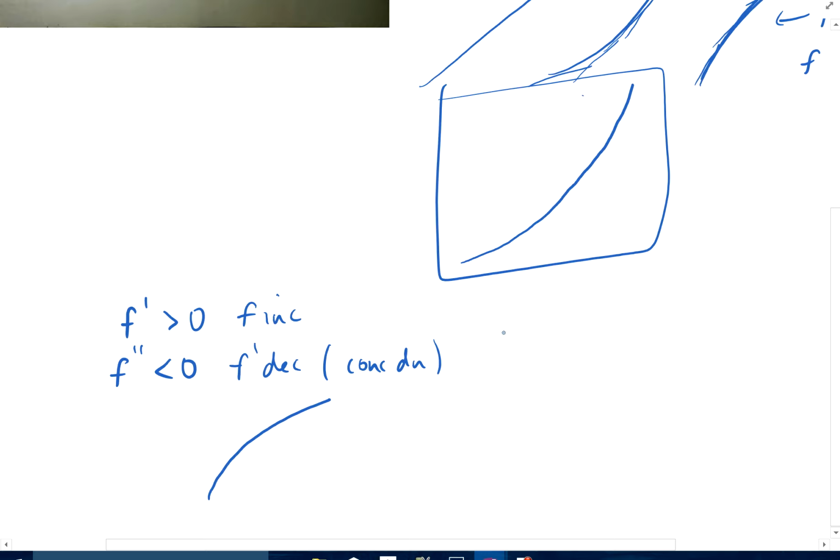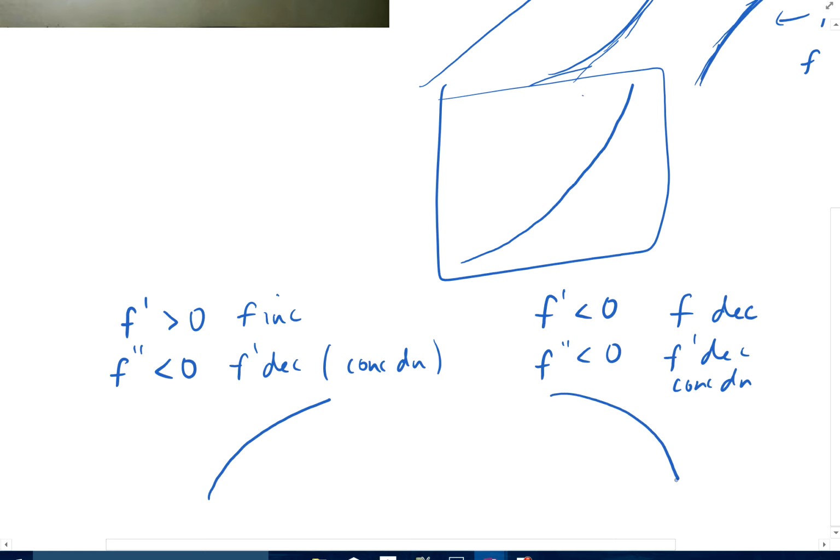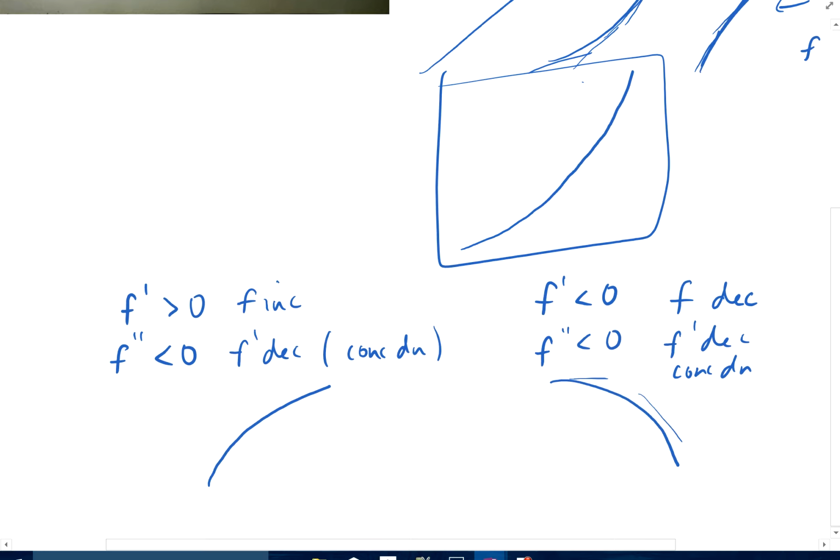It could also look like, well, let's look at this. f prime less than 0, f double prime less than 0. That means f is decreasing, it's going down, and f prime is decreasing, or concave down. So it's decreasing and concave down. Because think about the derivative. It's a small negative number, then it's a really big negative number. So it's getting smaller and smaller. It's getting larger in the negative direction, which means it's getting smaller.